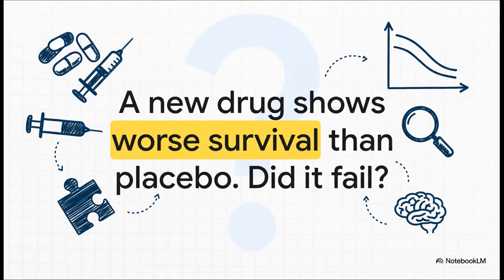Imagine you're looking at a clinical trial. The group taking a new drug survives for an average of 9 months. The group on the placebo, they last an average of 11 months. So the drug failed, right? I mean, that seems obvious. Well, stick with me, because the answer is way more interesting than you think.